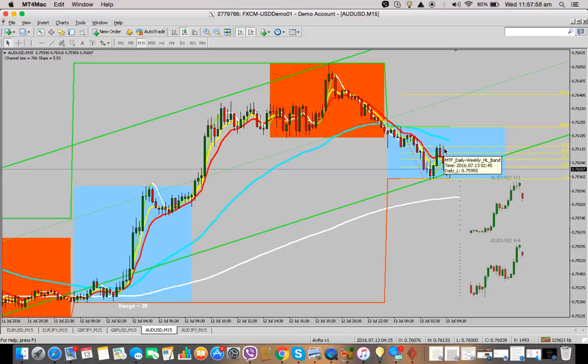Using this strategy, and just going back to the tool itself, draw it on the top and bottom of the wicks. Some people, I have seen videos where they use the bodies. I don't understand that. They probably do have their own reasons, but certainly utilize that on the top and the bottom of the wicks.